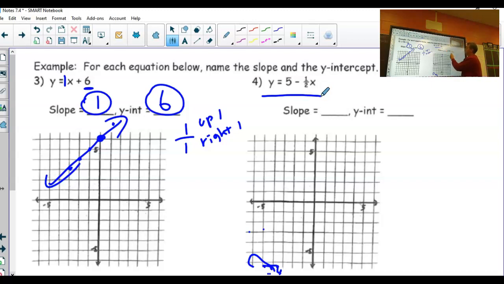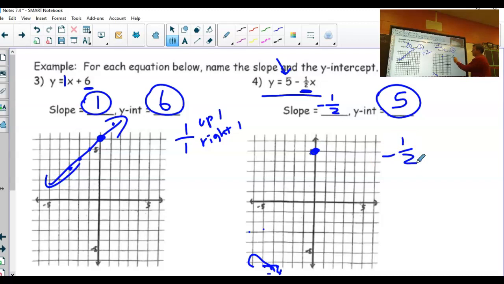Right? The y-intercept is the number that's not attached to the x. In this case, it's 5. And the slope is the coefficient of x, so the slope is the negative 1/2. So how would I graph it? I would start by putting a point at the y-intercept, which is 5, and I would use the slope. The slope is telling me, well, it's negative 1/2.